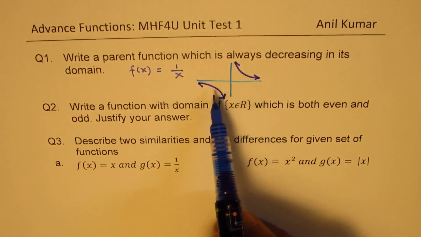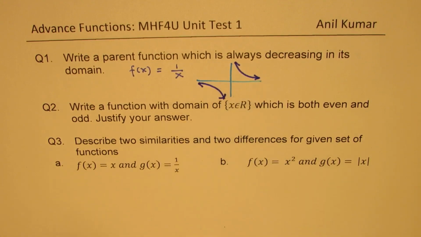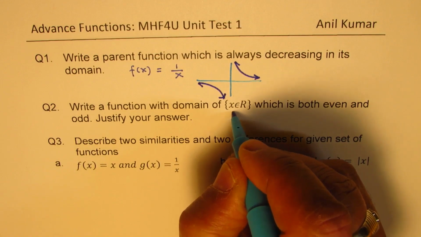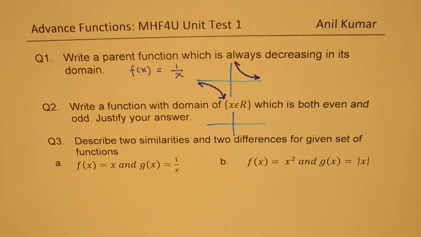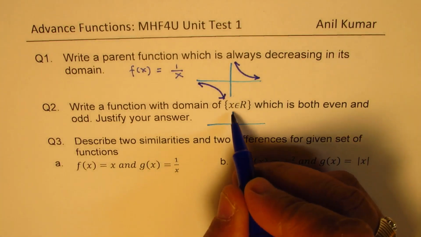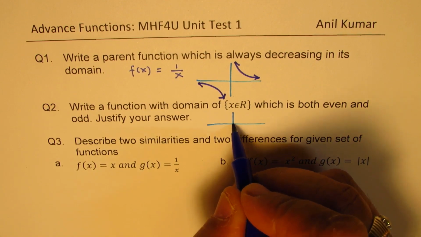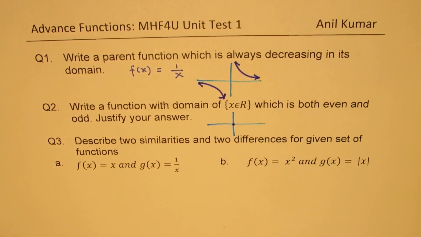This function is an odd function, it's symmetric about 0. Now we're talking about a function which is both even and odd. So when it is both even and odd, it has to be symmetric about the y-axis and also the point, right? What could be the function?